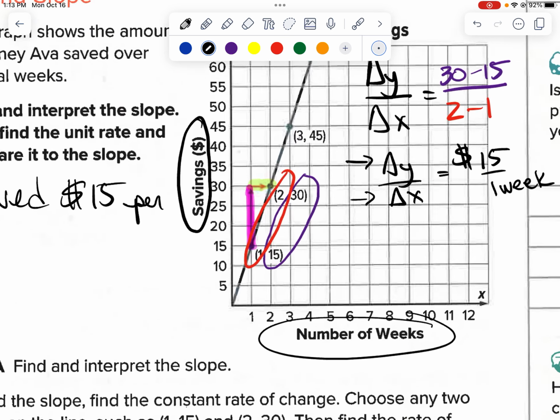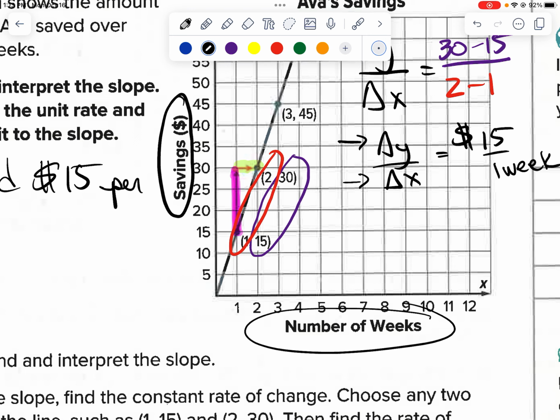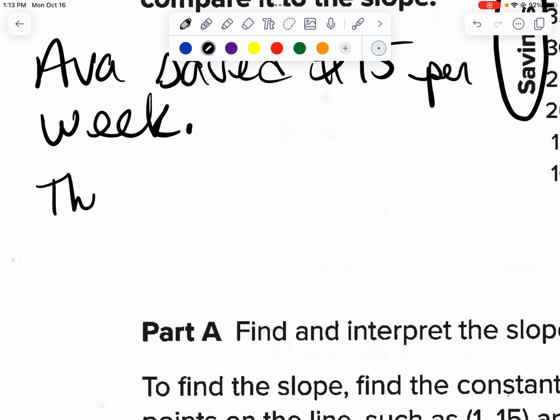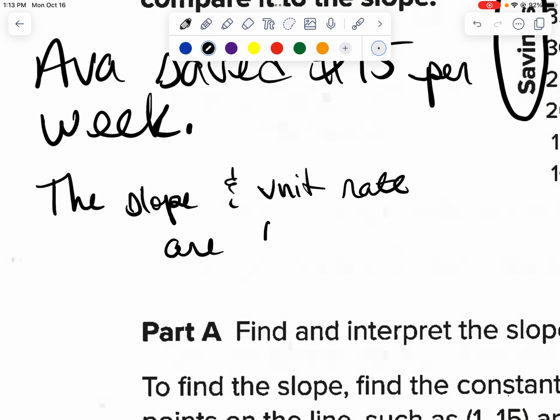Now it's asking for the unit rate. If I'm looking at this right here, anytime the x value is 1 for proportional relationships, you would get the unit rate right there, as long as it's a proportional relationship. Oh, I should have said the slope and unit rate are the same.